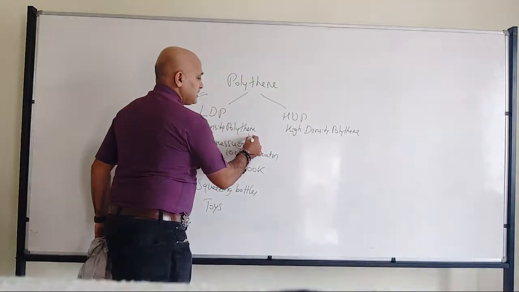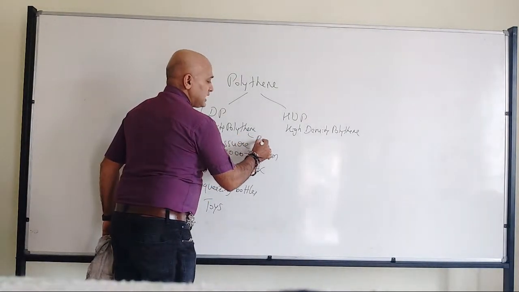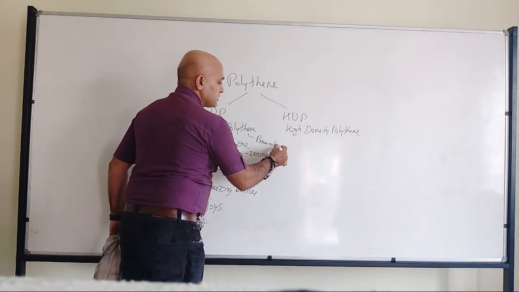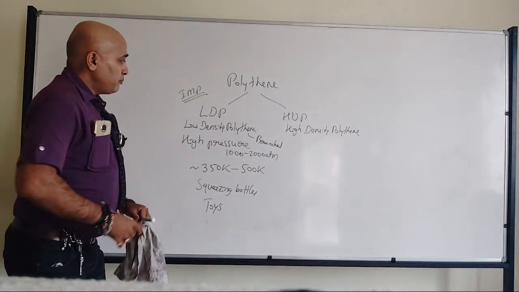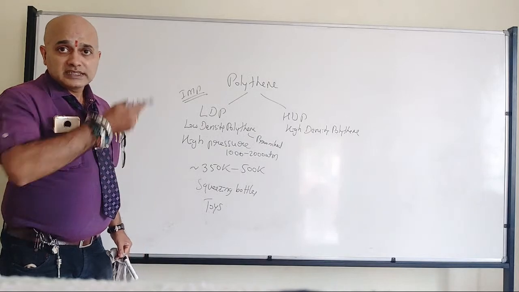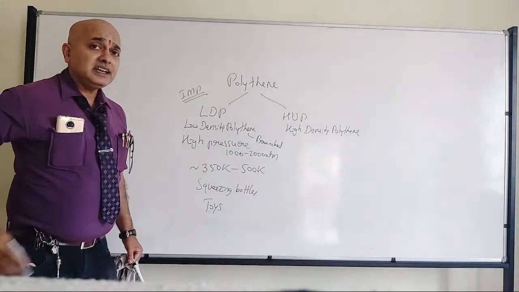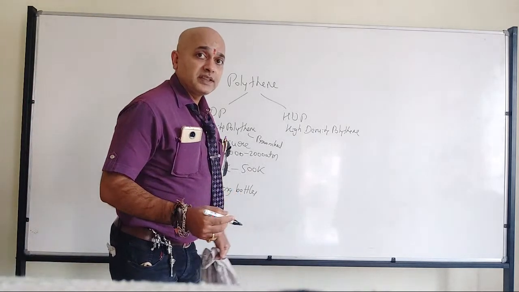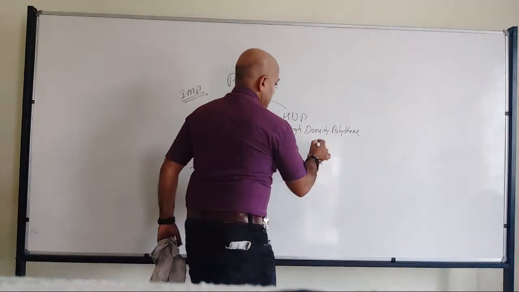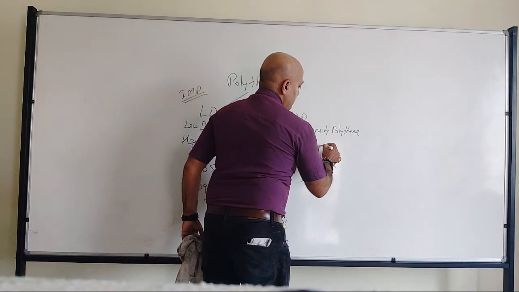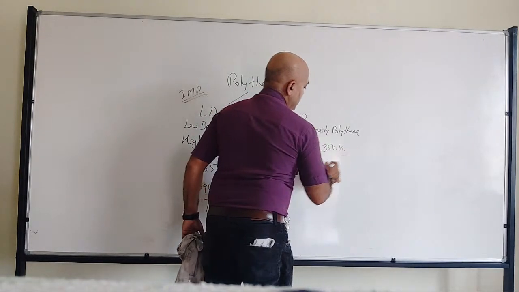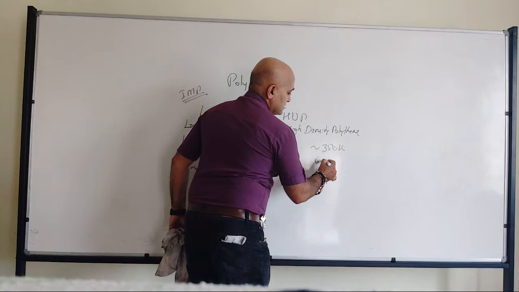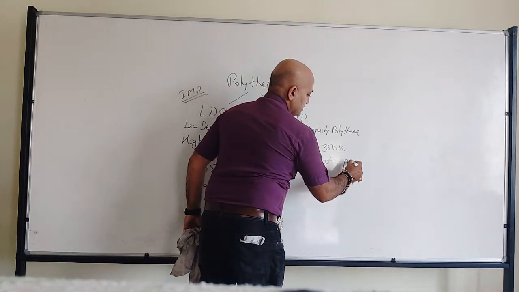Now, low density polymers are slightly branched. They are branched polymers. So this is the reaction condition. Now, when it comes to high density polymer, the condition is different. The temperature can be around 350 Kelvin and the pressure can be around 6 atmospheric pressure.